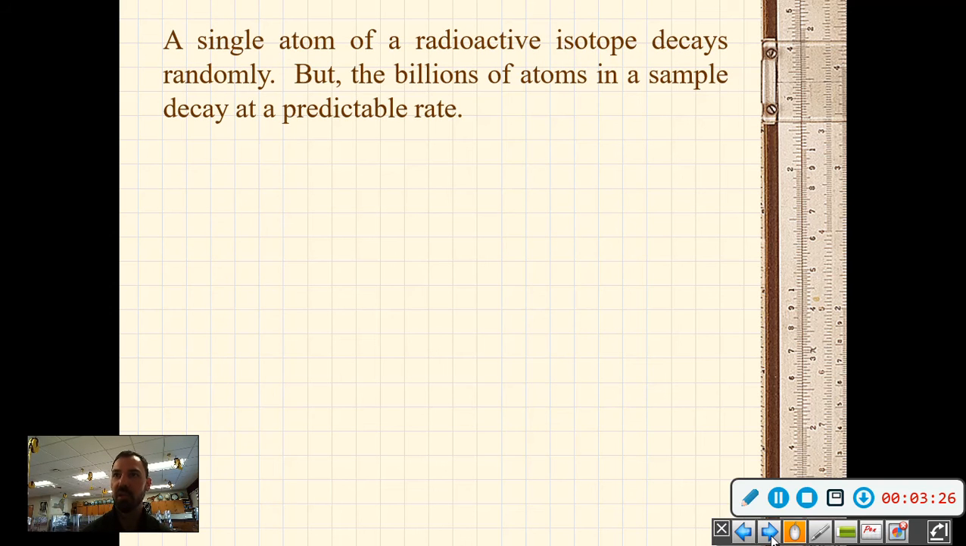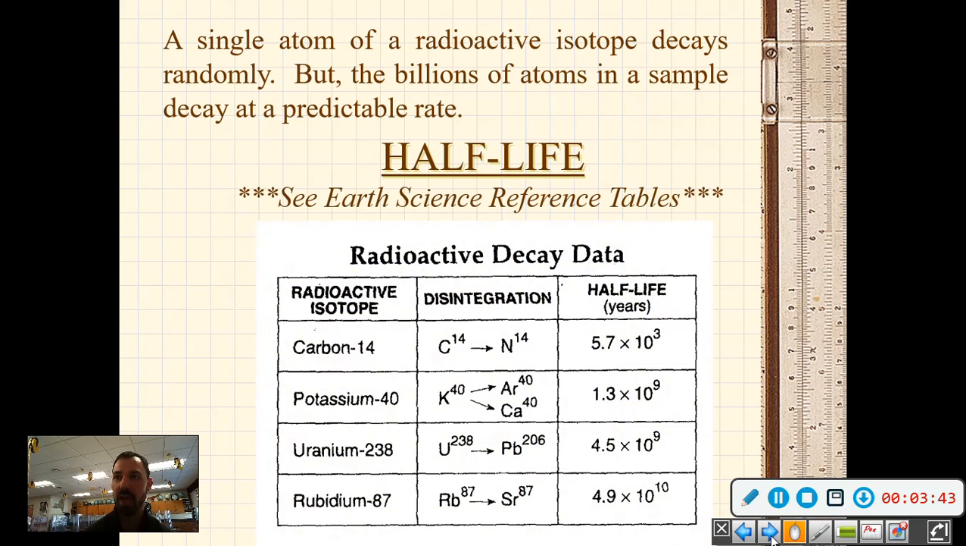Okay, so a single atom of radioactive isotope decays randomly. However, because there are billions of atoms in a sample, they'll decay at a predictable rate that we can actually figure out the age of the material by looking at that. So this is what we call half-life.